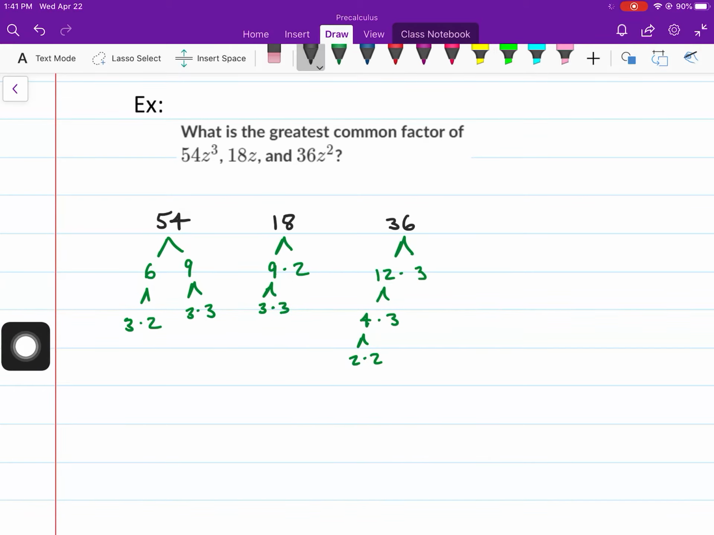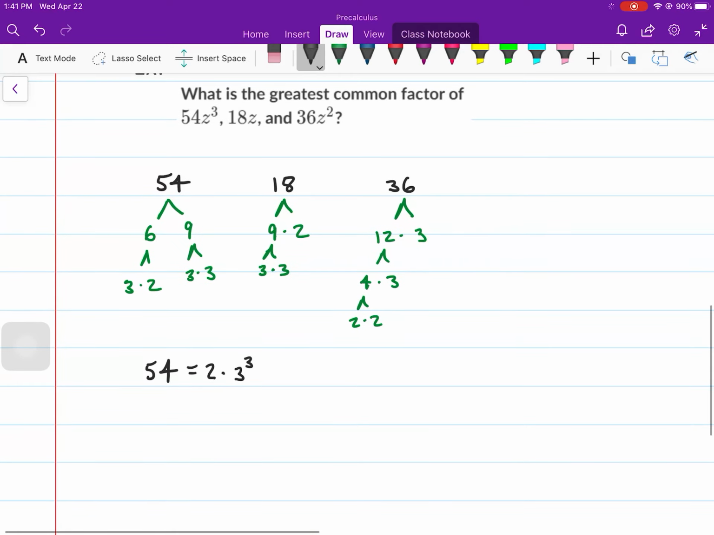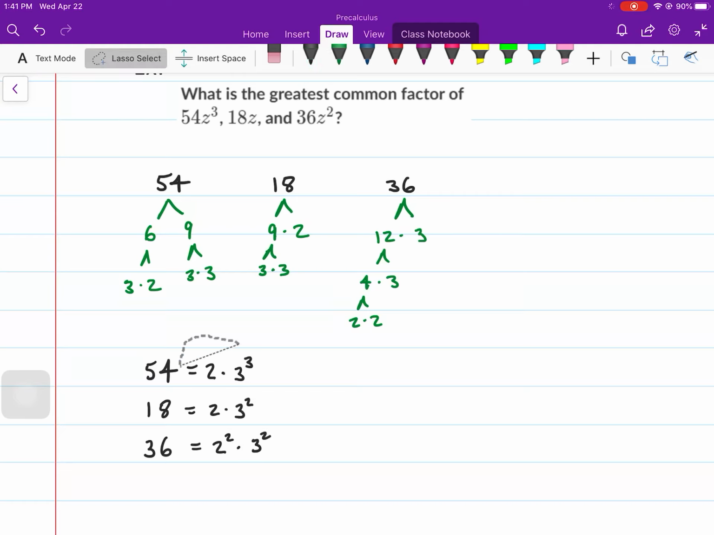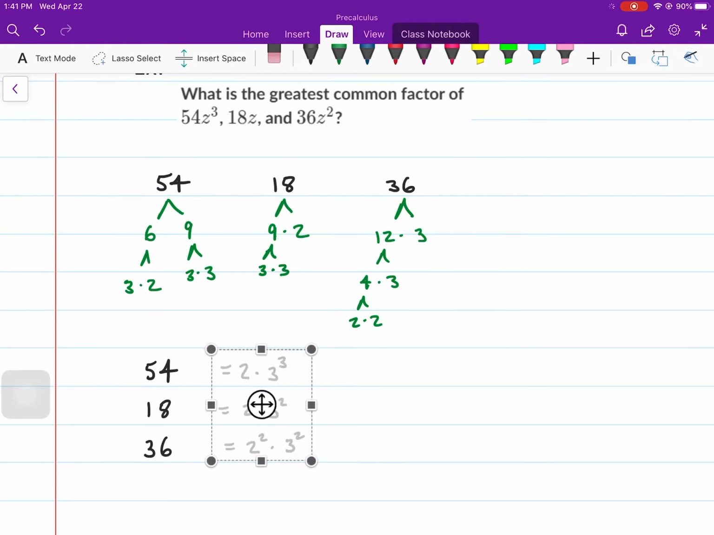Now I'm going to just go ahead and rewrite all these just to make it a little bit easier to look at. So 54 is 2 times 3 times 3 times 3, or I could rewrite that as 2 times 3 to the 3rd power. And then 18 is 2 times 3 squared, because we have 2 3's there. And then here 36 is going to be 2 squared times 3 squared. Now we need to bring back in the z's, so let me just lasso this, bring it to the right a little bit, and then bring back in our z's. So 54 was z to the 3rd, and this is 18z, and we had 36z squared.